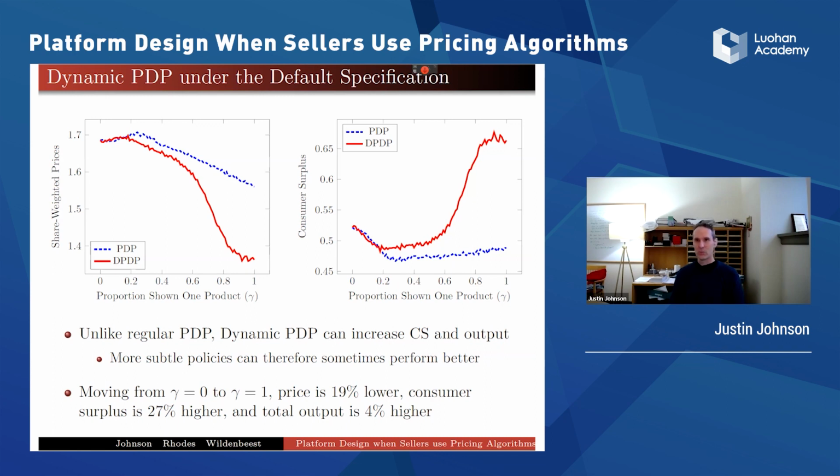And it turns out the consumer surplus goes up quite a lot as well. In this example, price falls by 19%. Consumer surplus is 27% higher. And I should say that total output also goes up. And all this ensures that the platform, as well as consumers, gain from this policy. So this is good news. We're happy to see this. It says you can actually get the algorithms to behave pretty competitively, but you have to be a little more sophisticated with the policies that you use, at least if you think that the algorithms have some tendency to, quote unquote, collude.